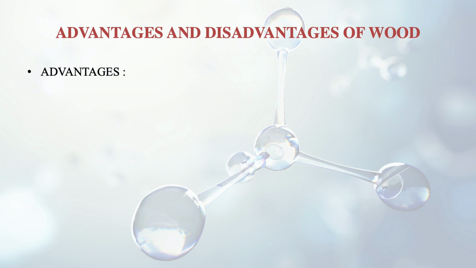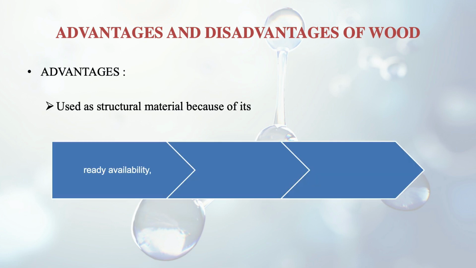So what are the advantages and disadvantages of wood? The advantages are listed here. It is used as a structural material, and why is it used as such? Because it is readily available, it has low density, and it is convenient to handle. Especially in areas where a number of earthquakes happen, you may see that they have wooden houses as well, because it has low density, so it will not cause that much damage as compared to concrete and all. In Japan, you may have seen, or somewhere where the number of earthquakes is more.